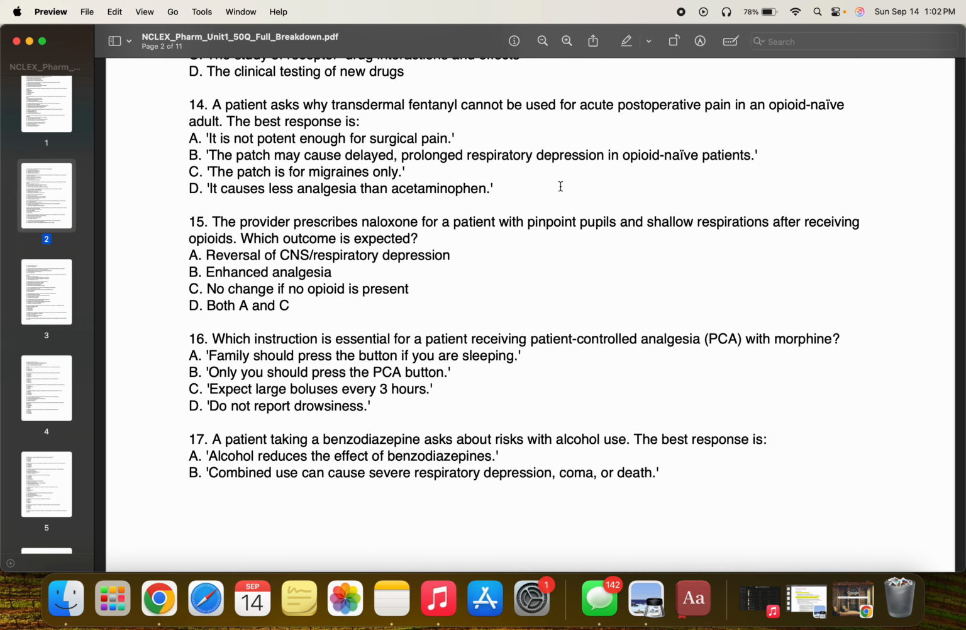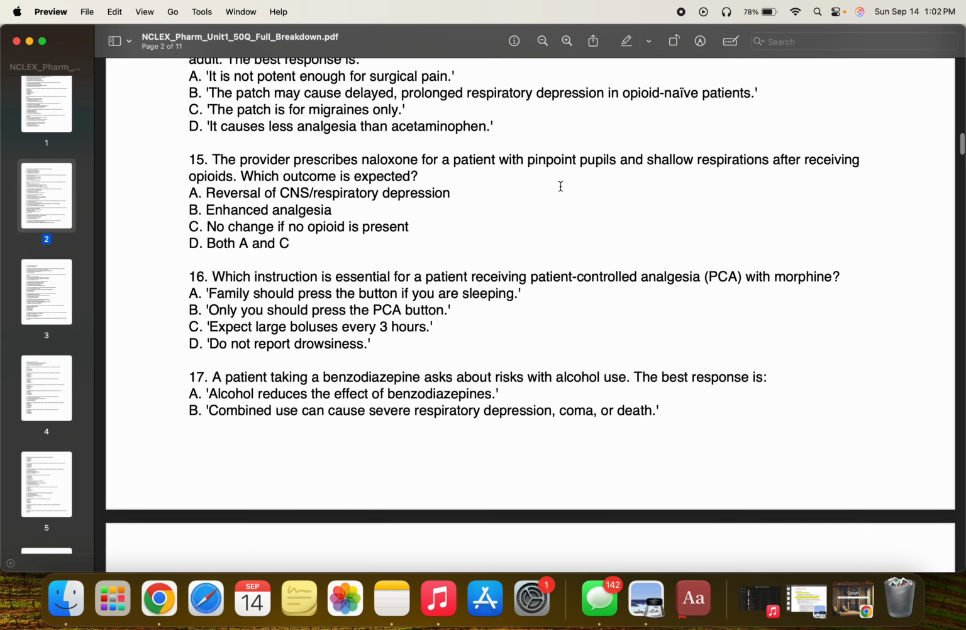The answer is B. The patch may cause delayed, prolonged respiratory distress in opiate-naive patients. Transdermal fentanyl is really just exclusively for cancer patients who have a tolerance to opioids already. You can't use it in anyone else because you're just going to die.